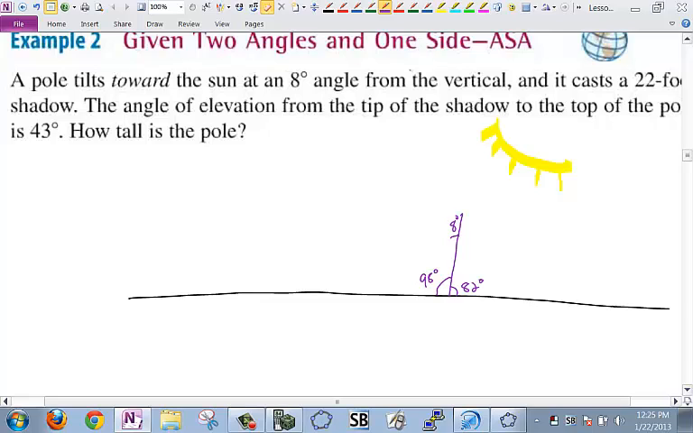Still the same thing, just with full reversal of it. Your pole has to tilt towards the sun. The shadow has to be on the opposite side of the pole from the sun, because that's how shadows are made. Huh? Tilting towards the sun.